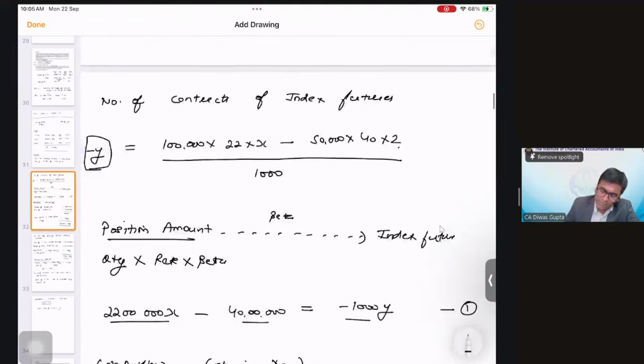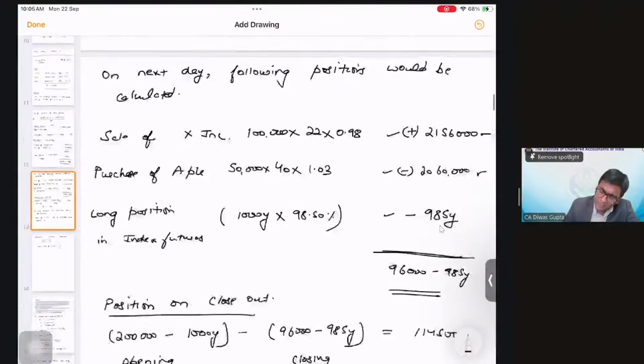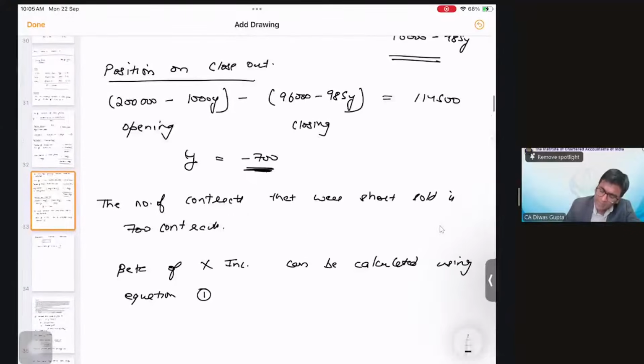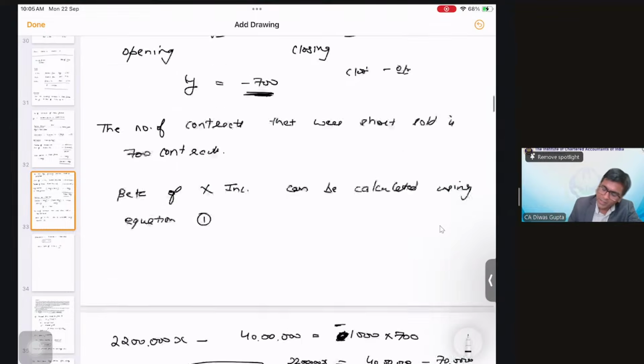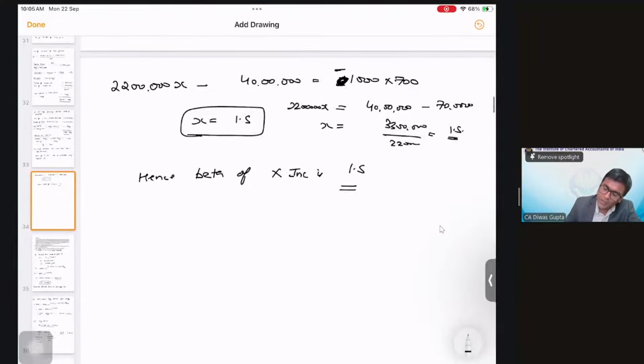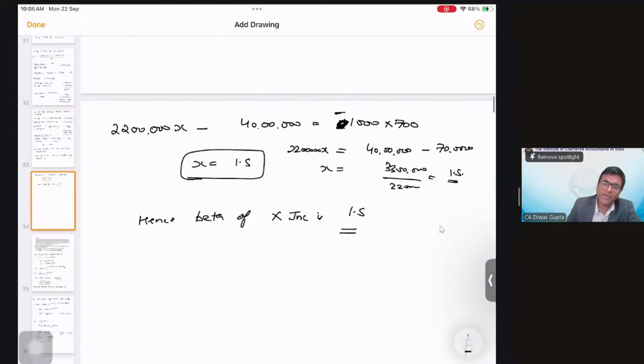If you are substituting minus y, the equation is equal to minus 1000 y, and y comes to minus 700. That is why I took it twice. No, I'll tell you. The reason y is coming as minus 700 is that if you swap this, it will not come. Basically, closing minus opening, if you do, it will not come 700, right? So I'm saying that twice you cannot take minus. Only once you will have to take minus, right?